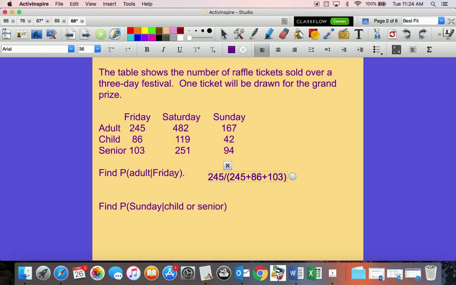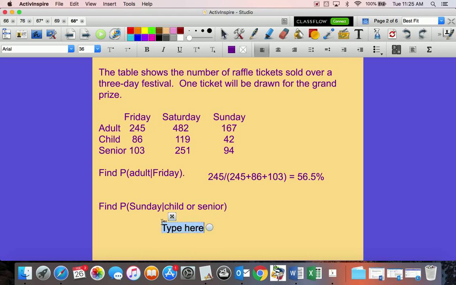So 245 divided by all of those would give us a probability of 56.5%. All right, so how we get that again? The top number is putting both of these together, the adults on Friday, so 245, and the bottom number is all of them on Friday. So if we come down here, it says find the probability of Sunday/child or senior.